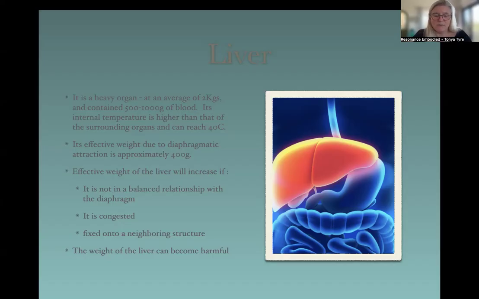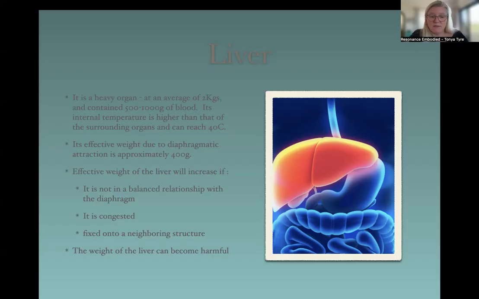the effective weight of the liver can change and feel different. The effective weight of the liver can also increase if it's more congested, just because there's more there. It's going to be physically heavier because it's congested. The other thing that can happen is that the liver can get fixed onto a neighboring structure. As you can see in this picture, it's close to the stomach, etc. When we lose the slide and the glide of the organs and they're stuck to each other or stuck to the walls of the cavity that they're in, this can create a problem with the effective weight and keeping it nice and light.